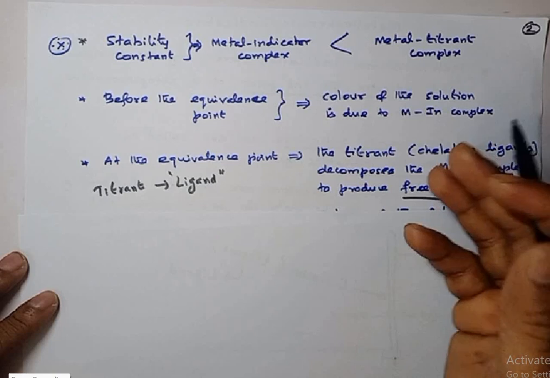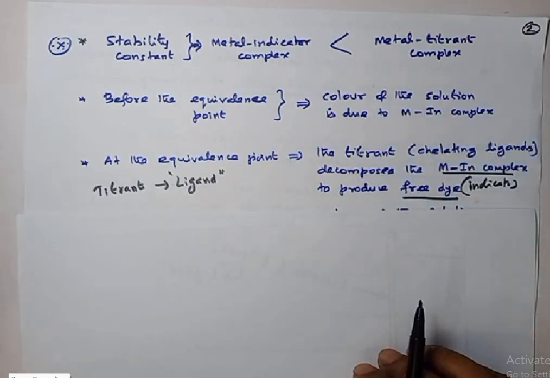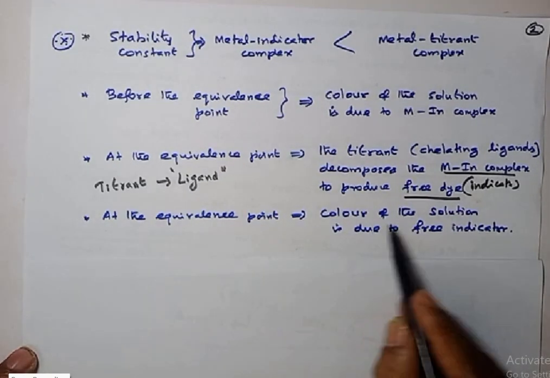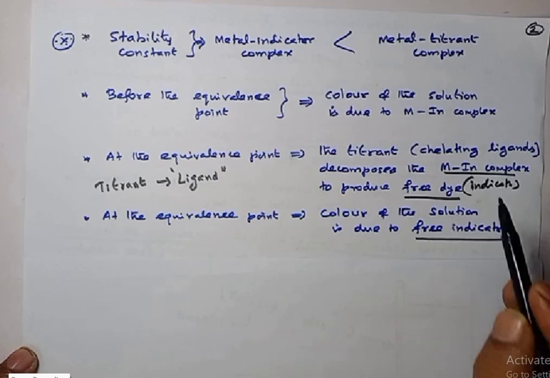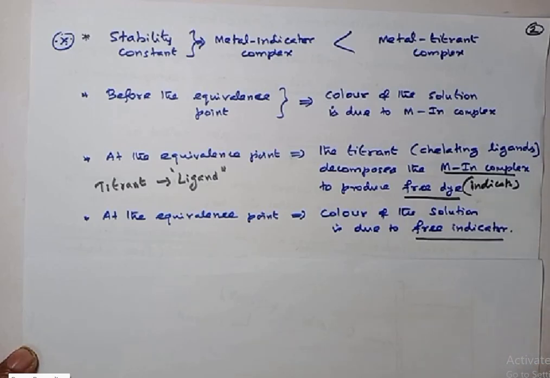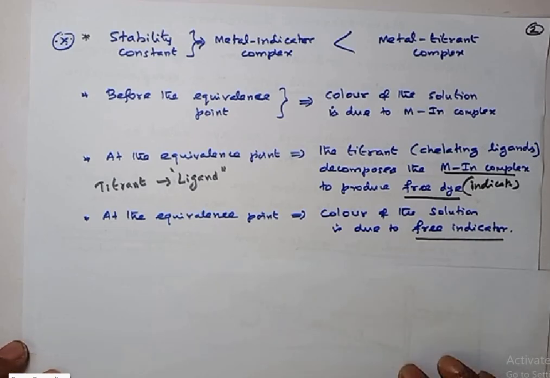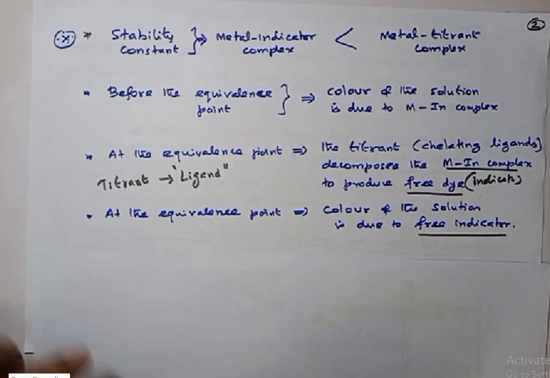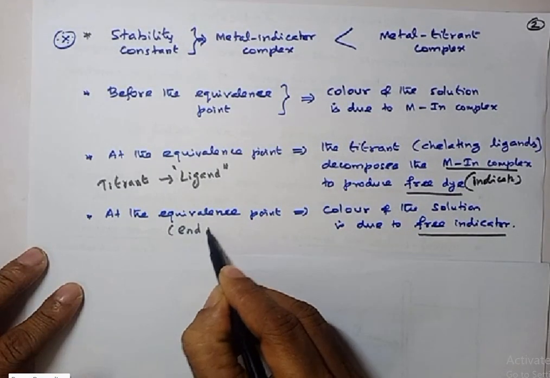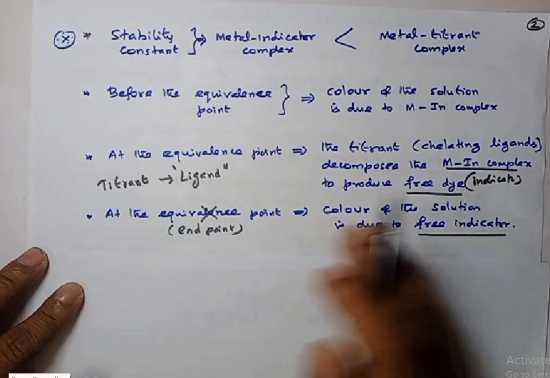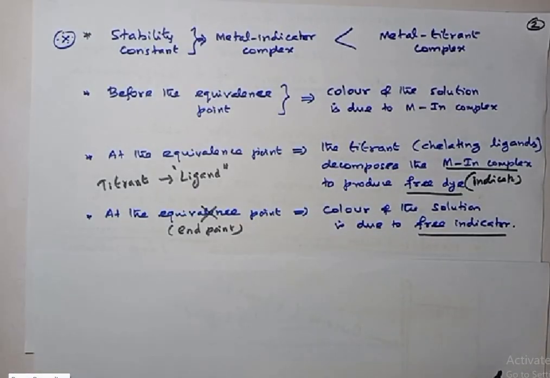Since the free indicators have a different color, a characteristic color change happens at the end point of a complexometric titration. This is a very important point, keep this in mind. At the equivalence point, the color of the solution is due to the free indicator. Or the better word is actually end point. At the end point, the color of the solution is due to the free indicators.